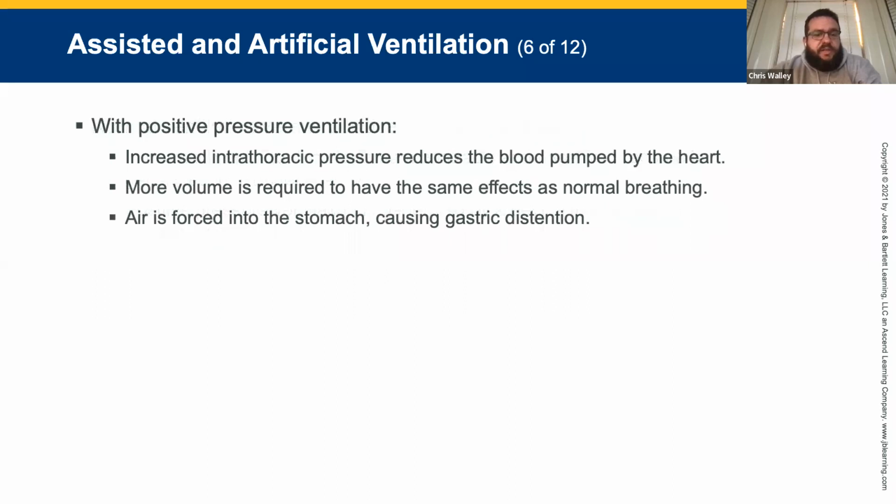With positive pressure ventilation, you will notice an increased intrathoracic pressure, and that causes compression of the vena cava, and it reduces the blood return to the heart, which reduces the amount of blood pumped by the heart. So more volume is required to have the same effects as normal breathing, which pushes the airway walls out of their normal anatomic shape. Air is forced into the stomach, causing gastric distension that could result in vomit or aspiration. That is not good, I promise you.